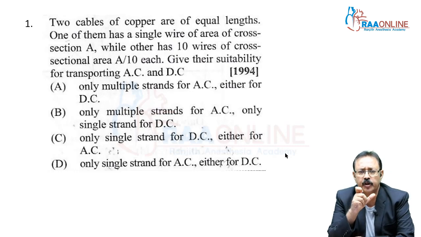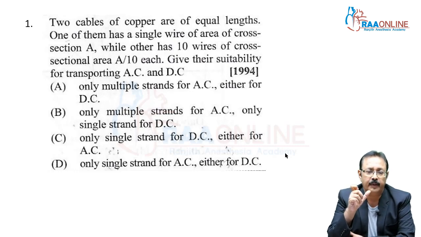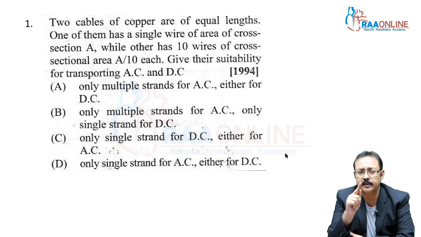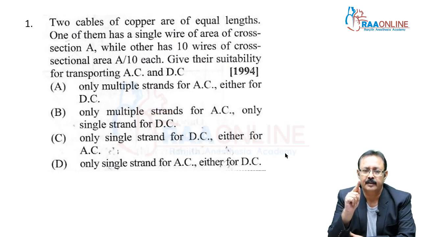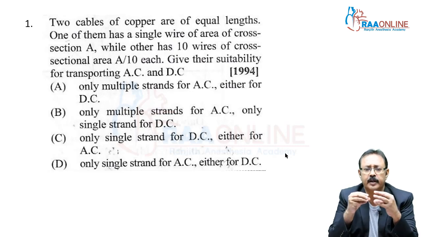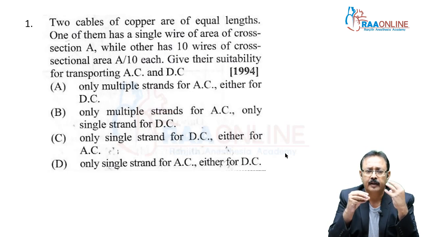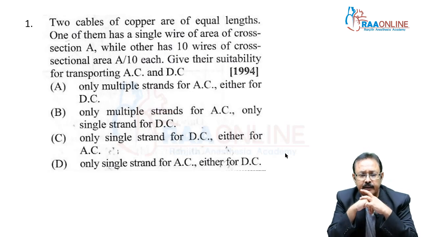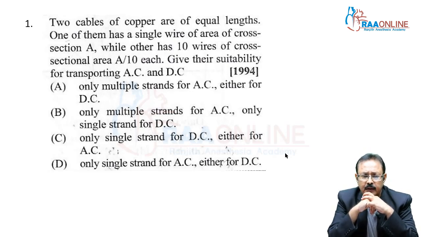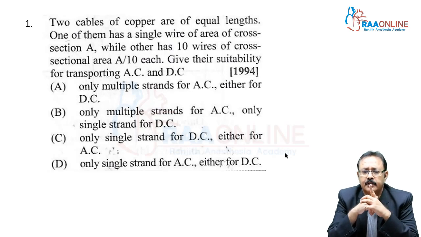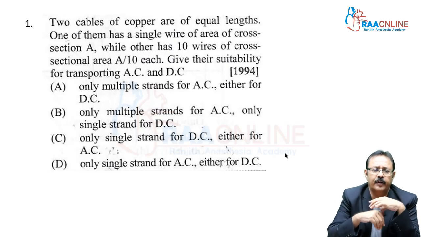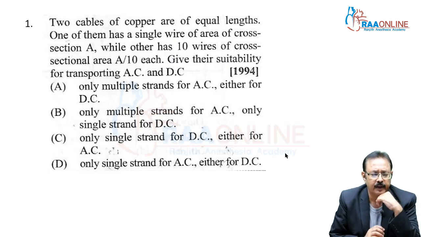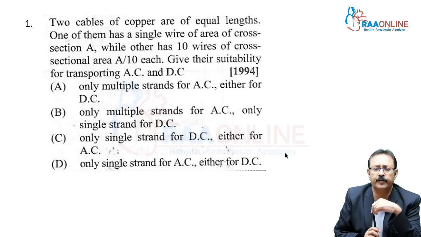In DC, distribution of current is uniform, but in AC, it is mostly around the circumference. So if we are going to transport alternating current, we need more circumference. So we will prefer 10 thin wires. So for AC, only multiple strands for AC, single strand for DC. So for first, we can go only multiple strands for AC.